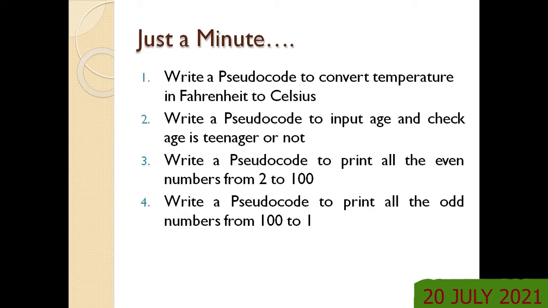Now these pseudo codes you have to practice. This video will be available with you. This assignment I will also post, so that you can write your own pseudo codes for converting temperature to Fahrenheit, then input age and check whether it is a teenager or not, print all the even numbers from 2 to 100, and print all the odd numbers from 100 to 1. It is a downward loop. You please try, otherwise you will have solutions in our subsequent classes.